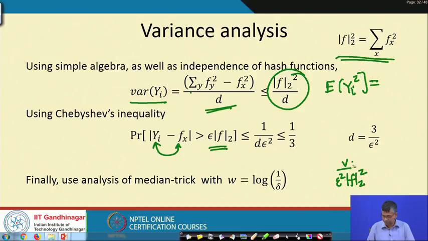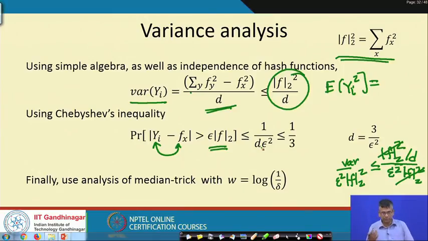epsilon square times the 2 norm square. And we have bounded the variance as the f 2 norm square by d. Therefore, you get f 2 norm square by d divided by epsilon square f 2 norm square. The f 2 norm square cancels out, and you get 1 by d epsilon square in the probability bound. Now remember our choice of d. In reality you would choose d only after seeing this expression. You see this expression and say, I want to make this probability less than 1/3. So let me choose d equal to 3 by epsilon square.